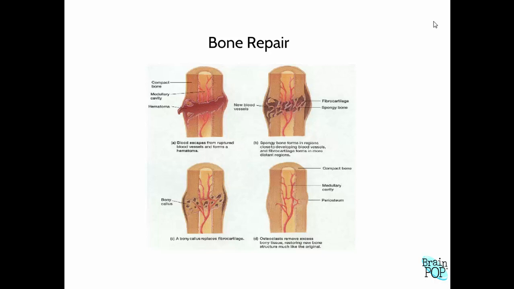So after a person reaches puberty, the bones start to calcify in a more significant way, and by the time a person's fully grown and has reached their full physical maturity, then those bones are fully calcified.